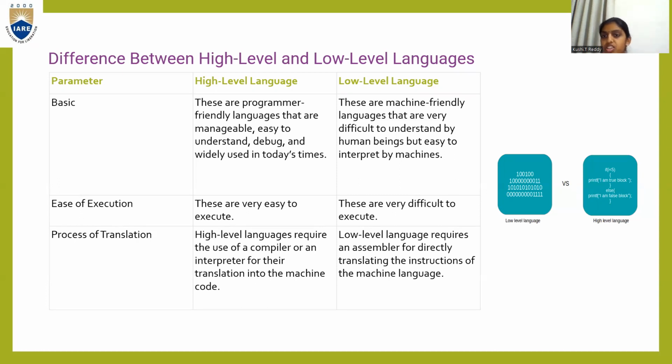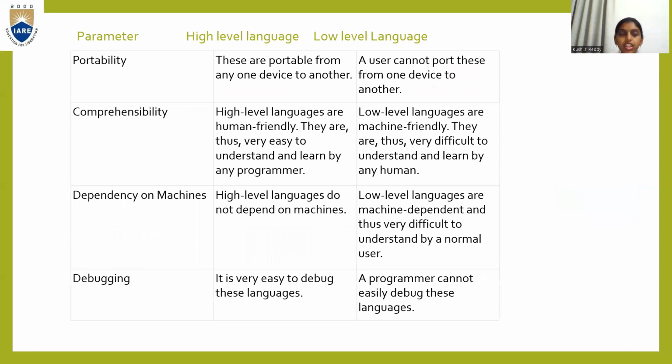As you can see in the pictures, generally low-level languages are in the form of binary digits, that is zeros and ones, whereas high-level language is nothing but the English language which we use daily. English-like statements are high-level language, and zeros and ones are low-level language. Coming to portability, high-level languages are portable from any device to any other device, and coming to low-level language, a user cannot port these from one device to another.